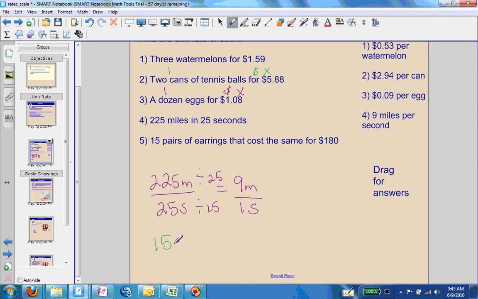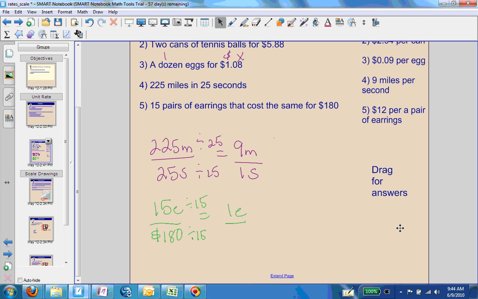So we're looking for one pair of earrings, which means we're going to divide the top and bottom by 15. And 180 divided by 15 is going to be $12. So it's $12 for one pair of earrings.